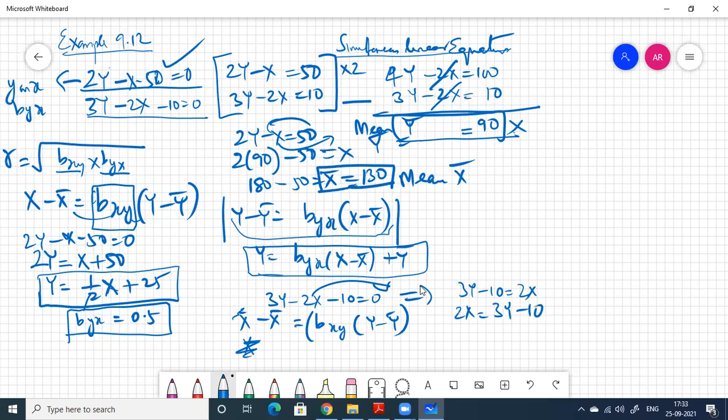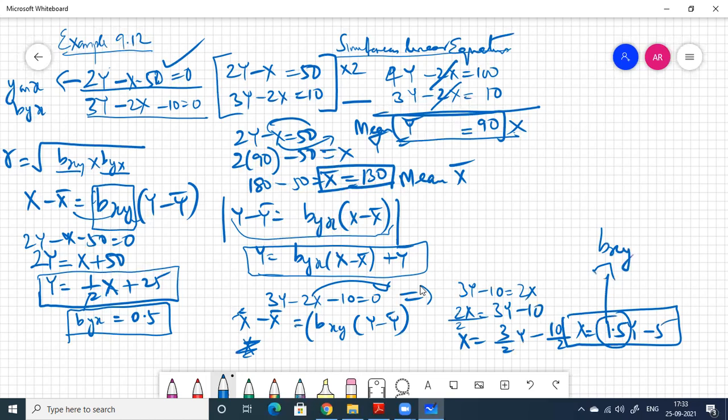Now divide everywhere by 2. If you divide by 2, you get x equal to 3 by 2 y minus 10 by 2, that is equal to 1.5y minus 5. So this coefficient is b of xy. Wherever x is on the left hand side, the corresponding value of y is b of xy. Wherever y is on the left hand side, the corresponding value of x is b of yx. So b of xy equals 1.5, and b of yx equals 0.5.